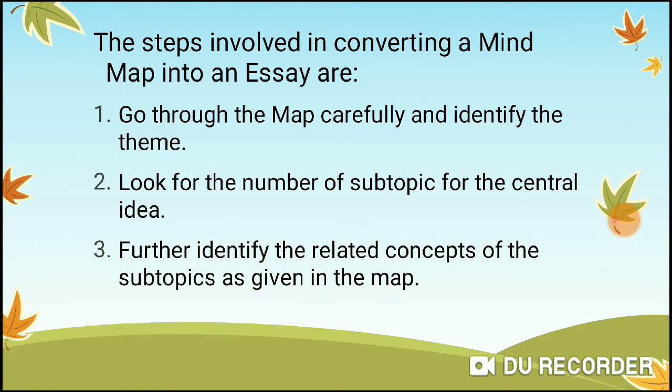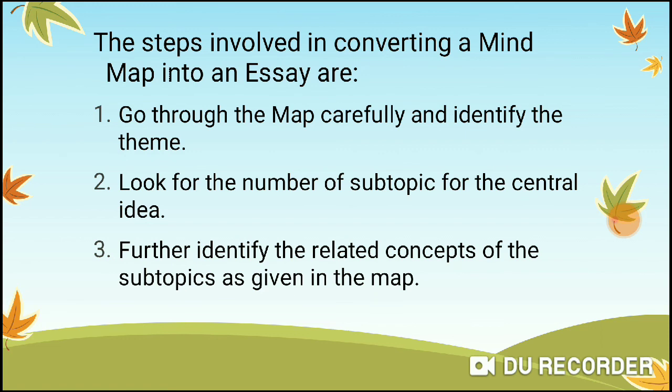You know where to find the theme, which is obviously in the center. So that will be the major idea of the mind map. So go through it properly. So the next stage would be, you should look for the number of subtopics for the central idea. Count it. If it is 4, 5, or 6, how many subtopics do you have? That you'll have to find out. That will be step 2.